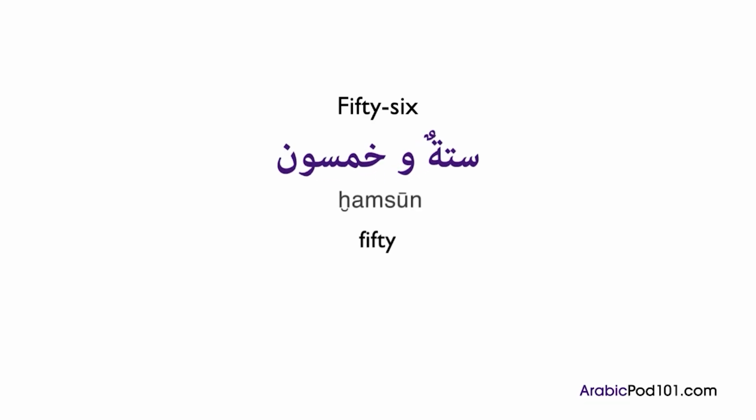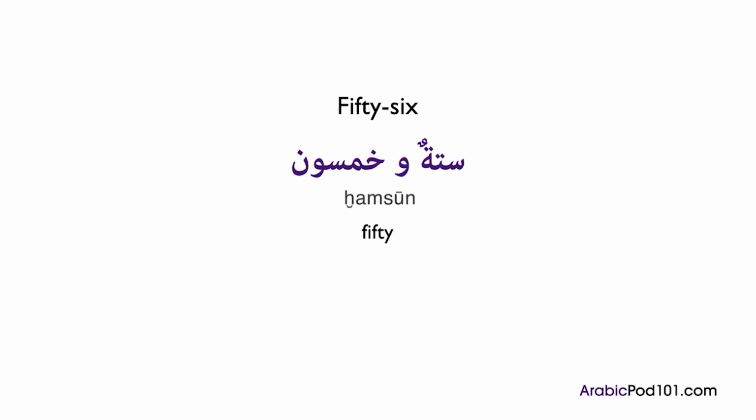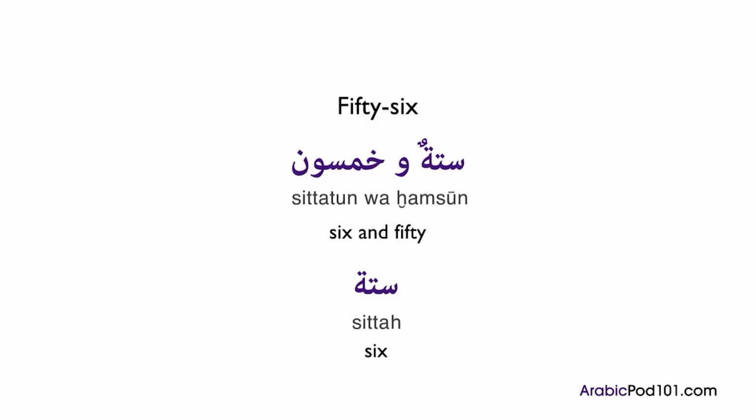Let's try it out. How would you say 56 in Arabic? Let's take it step by step. 50 is khamsun, and then add the changed 6 and or wa before 50. So in other words, it is 6 and 50. 6, which is sitta, becomes sittatun when you replace the final h with tun. Sittatun wa khamsun. It's done, isn't that easy?